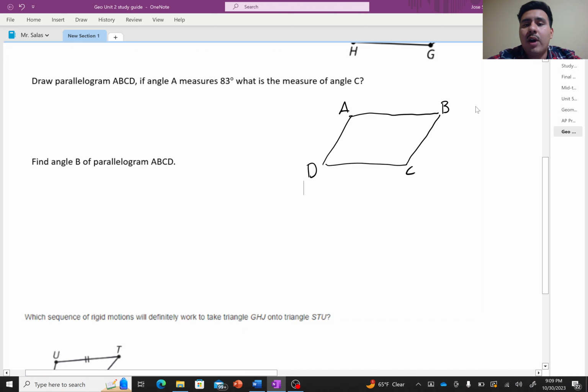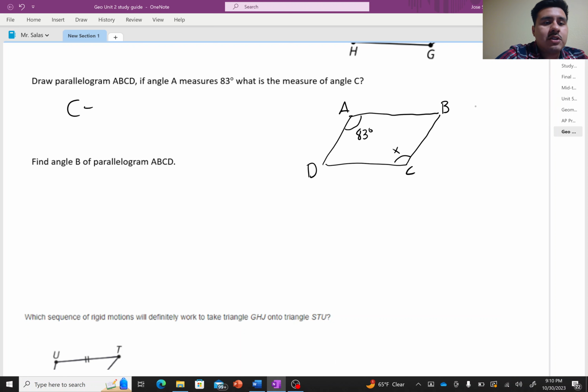So now it says, if angle A measures 83 degrees, what would be the measure of angle C? Remember, one of our parallelogram conjectures was that opposite parts of parallelograms are congruent. So if A is equal to 83 degrees, C is also equal to 83 degrees. So we found out that angle C is 83 degrees.